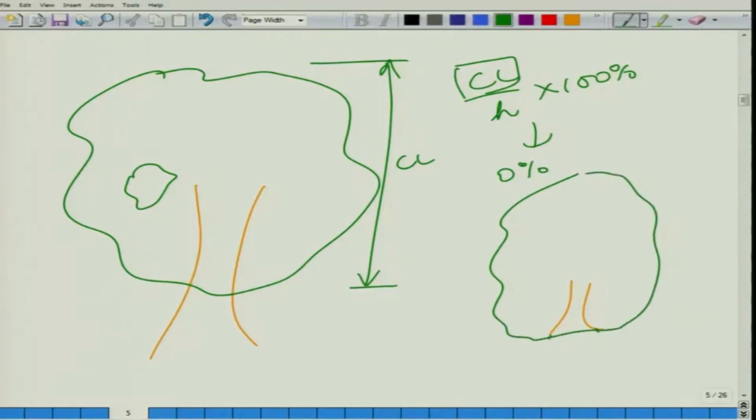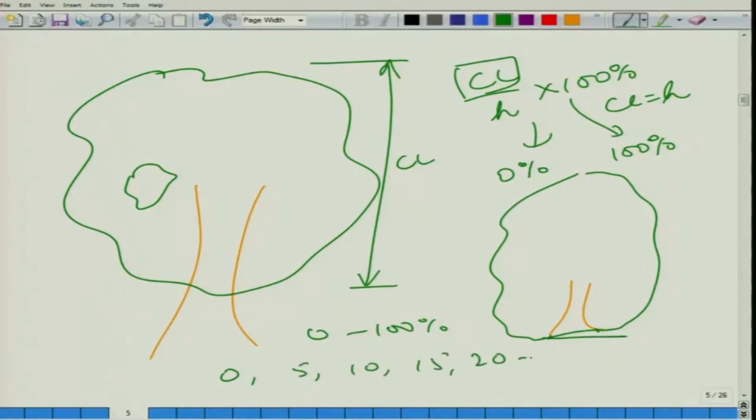essentially this crown cannot go beneath the ground level. So, in this case you will have the crown length equal to height, which will give a ratio of 100%. So, this ratio can vary from 0 to 100%, and we divide it into classes which are 0, 5, 10, 15, 20 up till 100%. When we write it as classes, we do not write the percentage sign, but anything that comes between 1 to 5% will be called class 05, anything that comes from here till here will be called class 10, and so on.